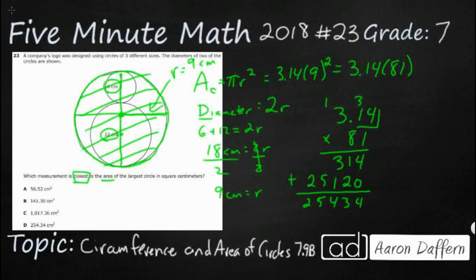But remember, 2 digits behind the decimal in my factors mean I need 2 digits behind the decimal in my product. So 254.34. And remember, we were dealing with centimeters. So since we did 9 times itself, it was actually 81 centimeters squared. So we'll bring that down here. And so that's our answer. D, 254 and 34 hundredths centimeters squared.